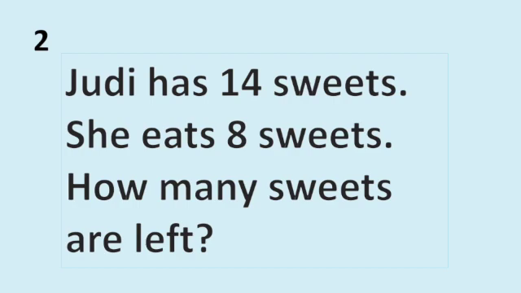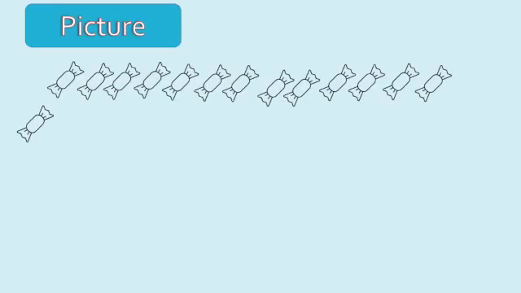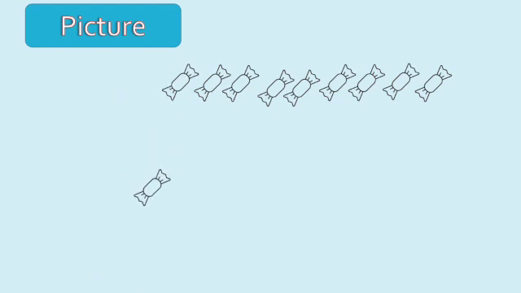So you're going to check which words tell you that we are subtracting. Eats, because if you eat something, that means you are going to have less of it. And how many sweets are left? Left is the key word that tells us that we are subtracting. 1, 2, 3, 4, 5, 6, 7, and 8.